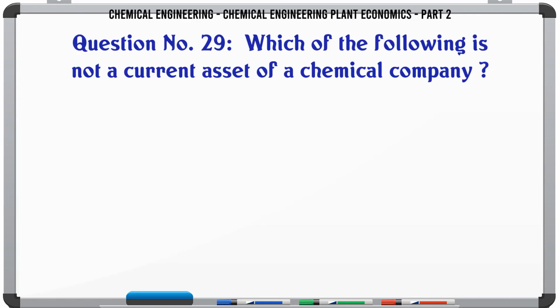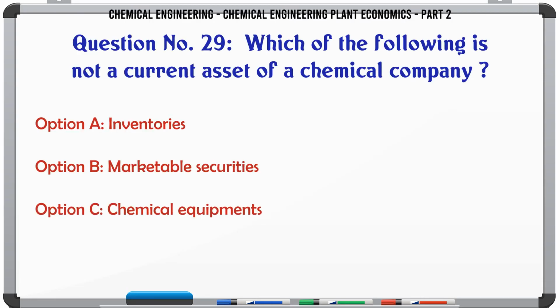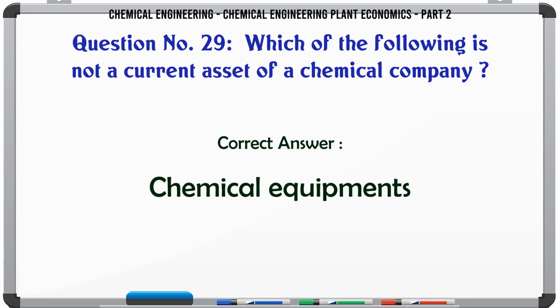Which of the following is not a current asset of a chemical company? A. Inventories. B. Marketable securities. C. Chemical equipments. D. None of these. The correct answer is chemical equipments.